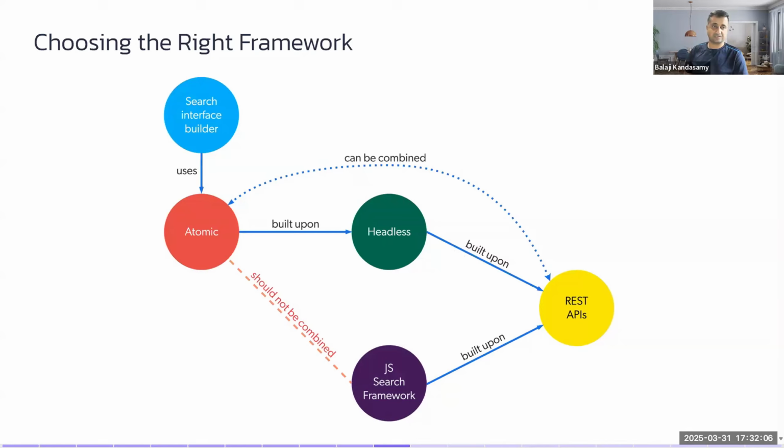The search interface builder uses Atomic. Atomic is typically built on top of Headless, and Headless depends on the REST endpoint. The JS search framework is directly dependent on the REST API, and it is a very old framework, called the JS UI. That's where it all started. But nowadays we don't use JS UI. It's been deprecated and is not supported anymore. So the choice would be mostly Atomic or Headless.